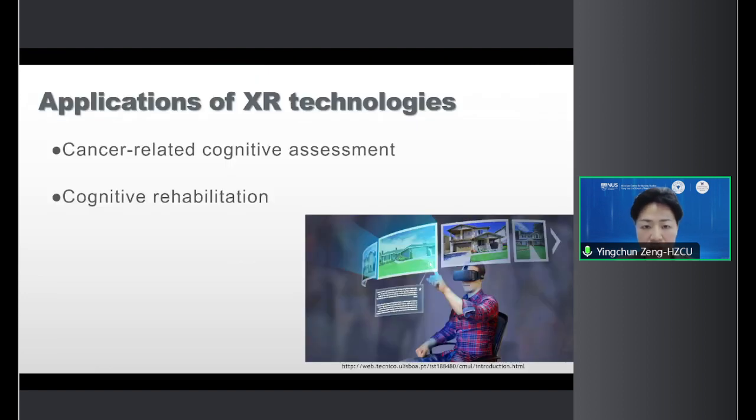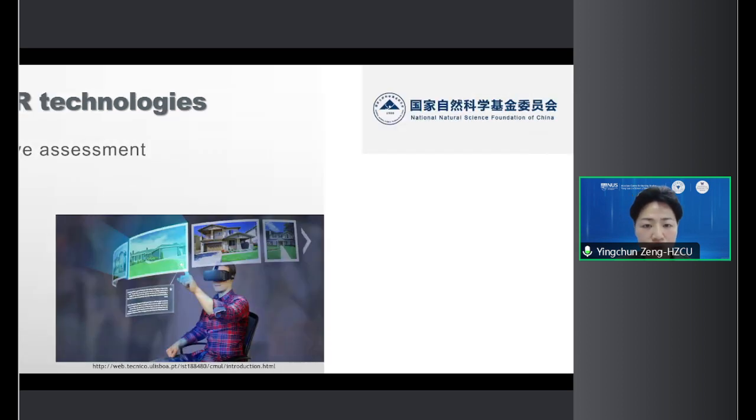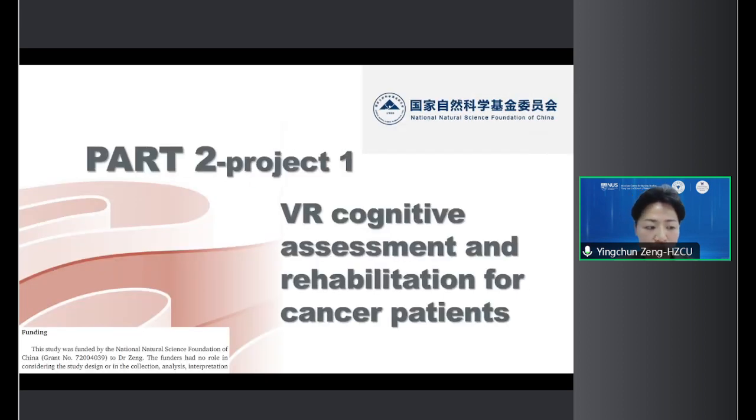In this presentation, I will focus on presenting my two projects: how to apply VR technology in cancer-related cognitive assessment and cognitive rehabilitation. The first project is using VR cognitive assessment and rehabilitation for cancer patients. This project is funded by the National Science Foundation, one of the top grants in China. It's highly competitive every year.